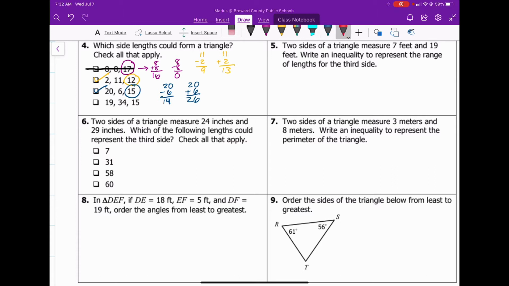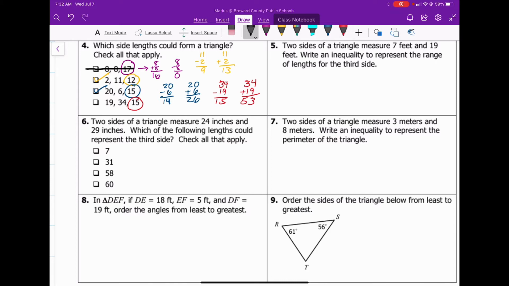And now let's try the last one. We have 34 and 19. I'm going to subtract. That's going to become 15. And then we're going to do 34 plus 19. That's going to make 3, carry that, 53. Now, is 15 between 15 and 53? No, okay, because it's equal to 15.